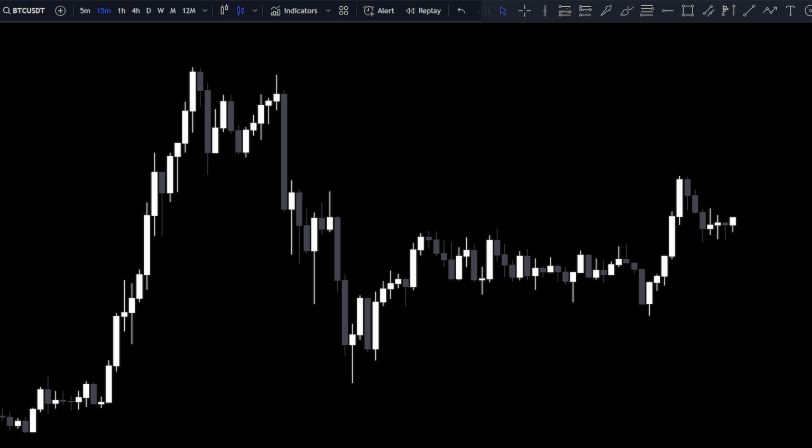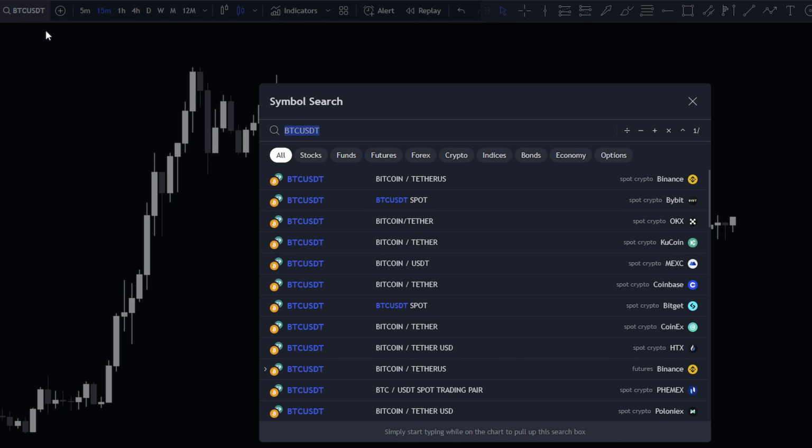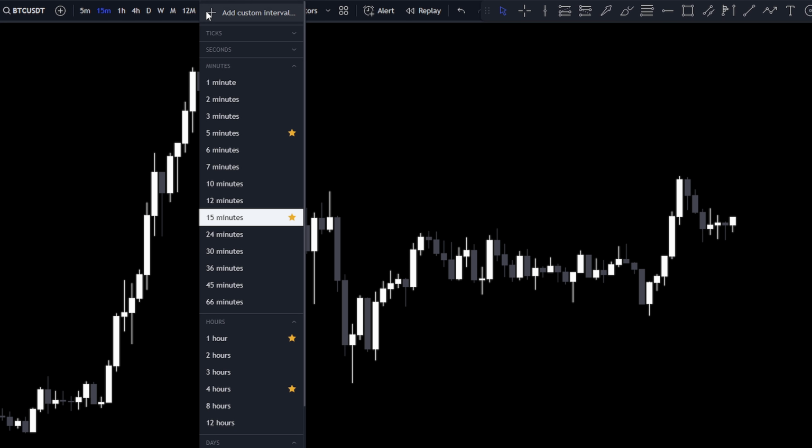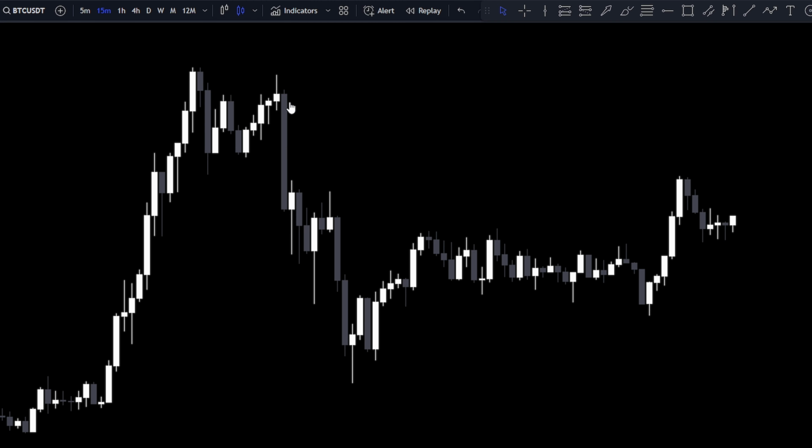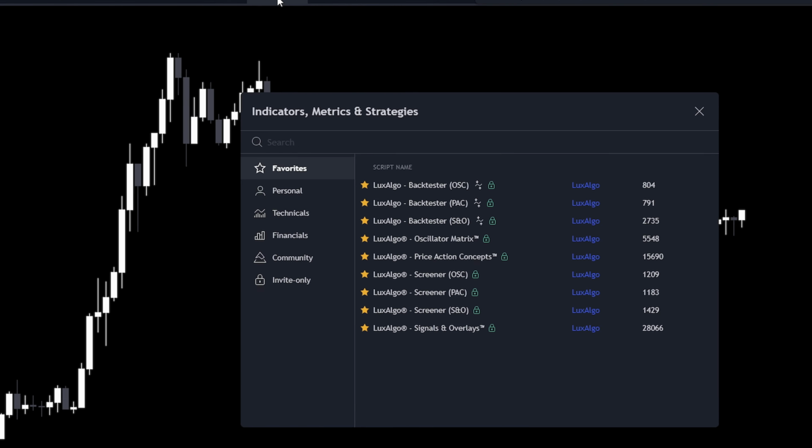Now, let's dive into this trend-focused approach and set up the tool we'll be using. As always, first we want to open TradingView and select an asset and time frame that suits your trading style. For the sake of this video, I'll be using Bitcoin on a 15 minutes time frame. To get started, open the Indicators tab and search for LuxAlgo Signals and Overlays.